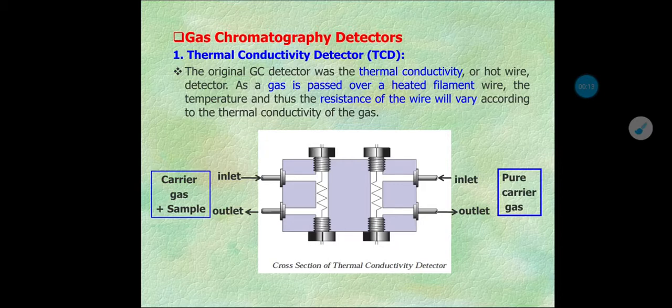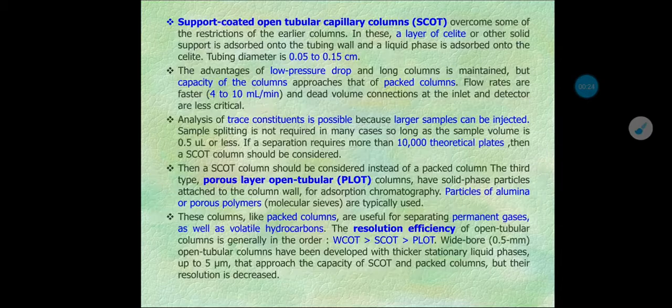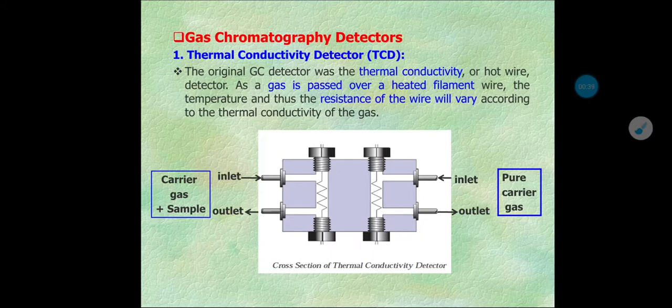In our previous lecture, we discussed the working principle of gas chromatography and the columns used in gas chromatography, that is open tubular columns and capillary columns, which I have already discussed with you. Now the next instrumentation part of gas chromatography is detectors. A number of detectors are used in gas chromatography.